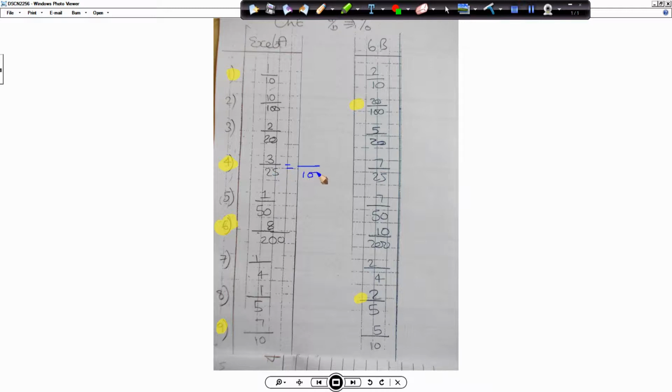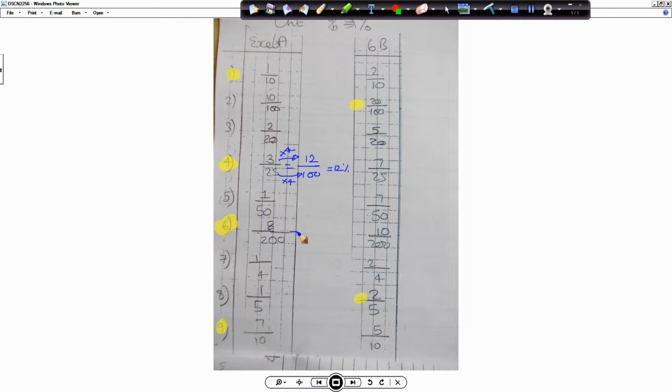Okay, Layla, we're watching. We're going to change 3 25ths into hundredths. So what do we do, Layla? 25 times what number will give us 100? 25 times 4. So if we times the bottom by 4, we times the top by 4. 3 times 4 is 12. So 12 over 100. The final answer is 12%.